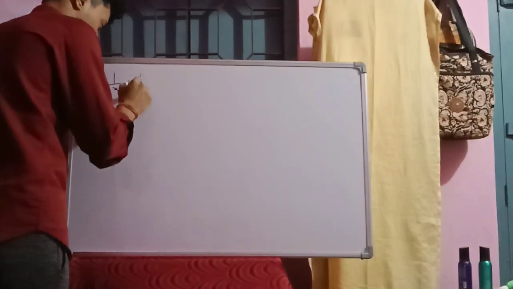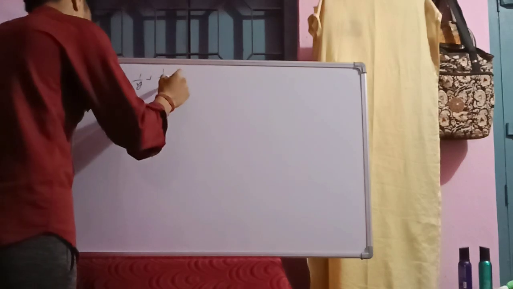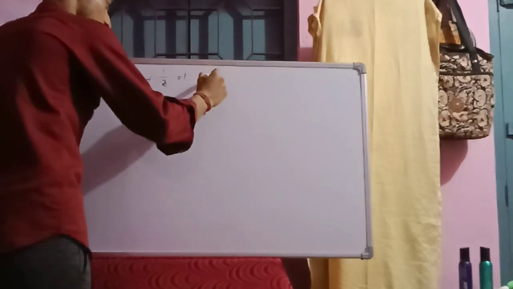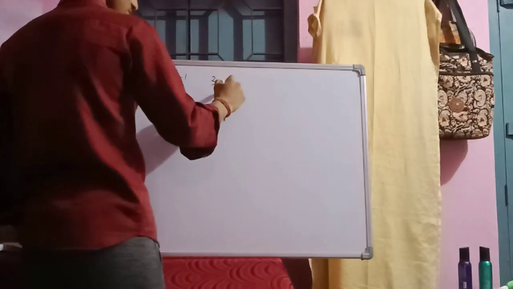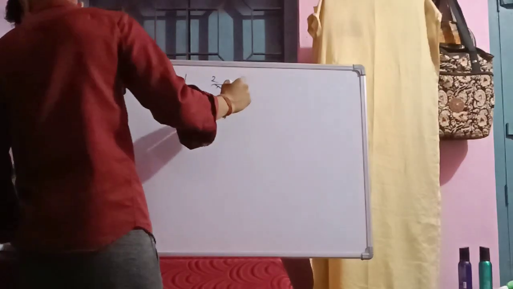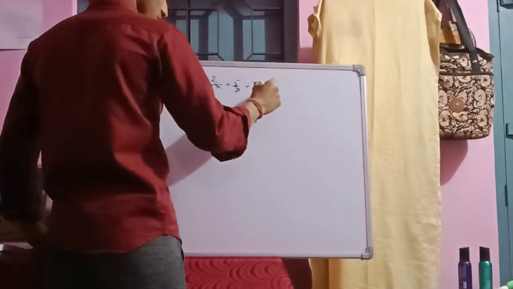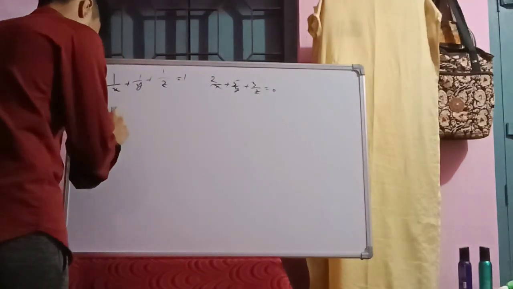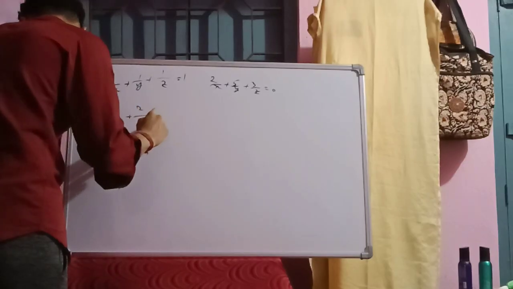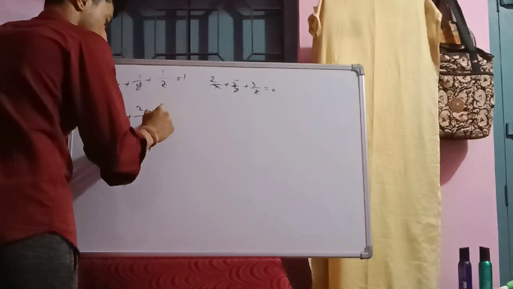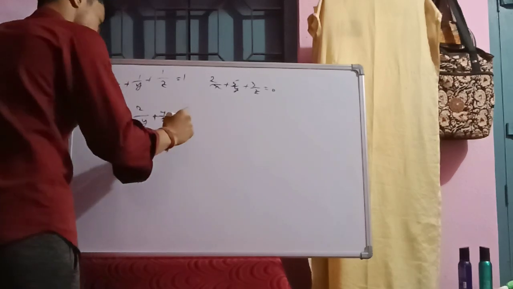Okay. Solving one more question over here. This one says that 1 over x plus 1 over y plus 1 over z equals 1. 4 over x plus 1 over y plus 3 over z equals 0, and what is it? 1 over x plus 1 over y plus 4 over z is 3.